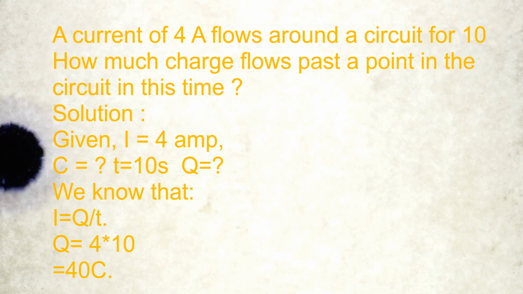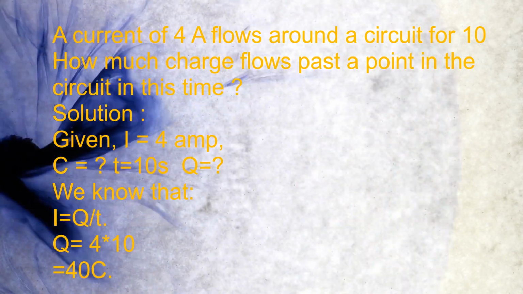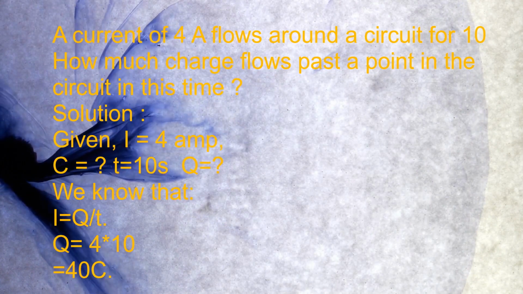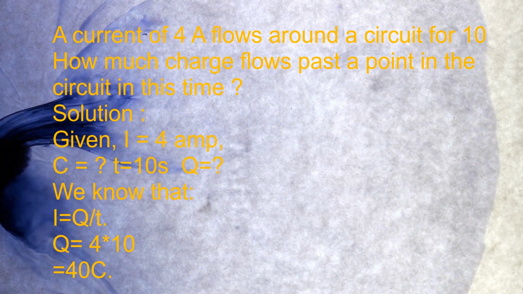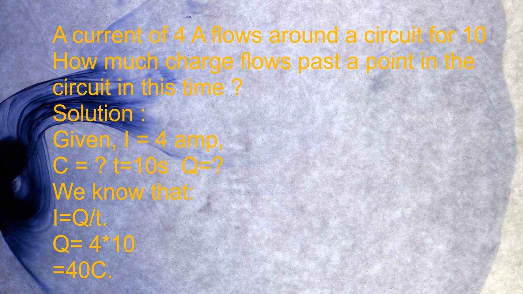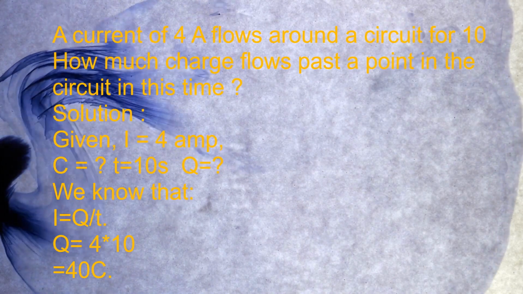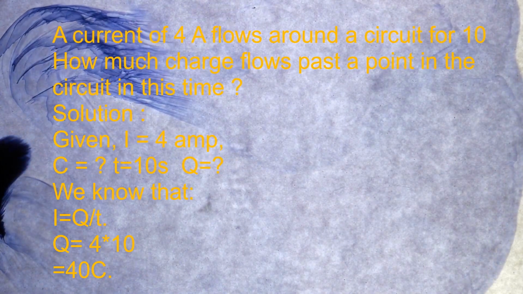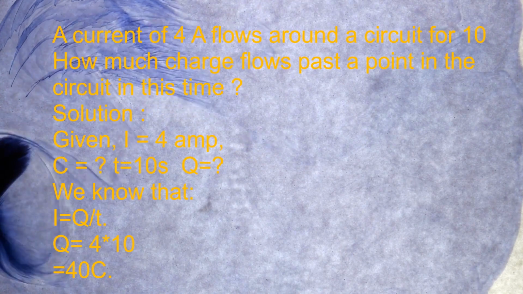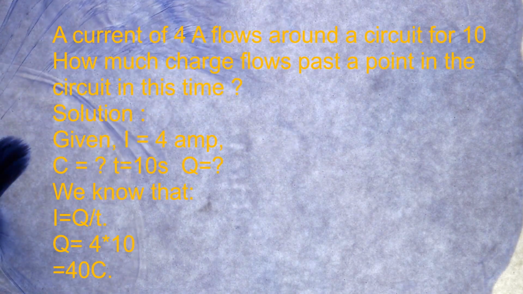A current of 4 A flows around a circuit for 10 s. How much charge flows past a point in the circuit in this time? Solution: given I equals 4 A, t equals 10 s, Q equals? We know that I equals Q/t. Q equals 4 times 10 equals 40 C.